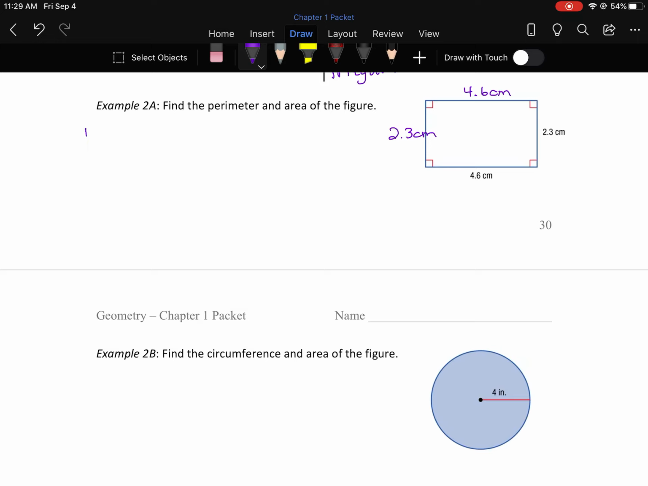So to find the perimeter, we have to add up all the sides. And if you do forget the perimeter, there are formulas for this on your formula sheet for different shapes. So 4.6, there's 2 of them, so I'm going to multiply that by 2, plus 2.3, and there's also 2 of them, so I'm going to multiply those by 2. So we get 9.2 plus 4.6, so the perimeter of this shape is 13.8 centimeters.